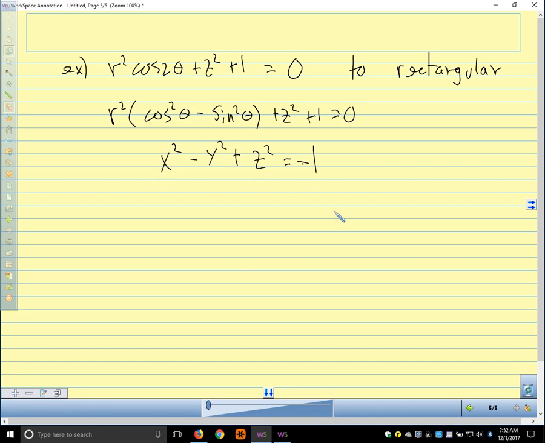I'll give you a quick way to tell. There's one negative sign here. One sheet. Well, but this is negative 1. So I'm going to write this as minus x squared plus y squared minus z squared equals positive 1. Since they're not all the same, that's a one sheet. Two negative signs, two sheets. One negative sign, one sheet. That's a one sheet.